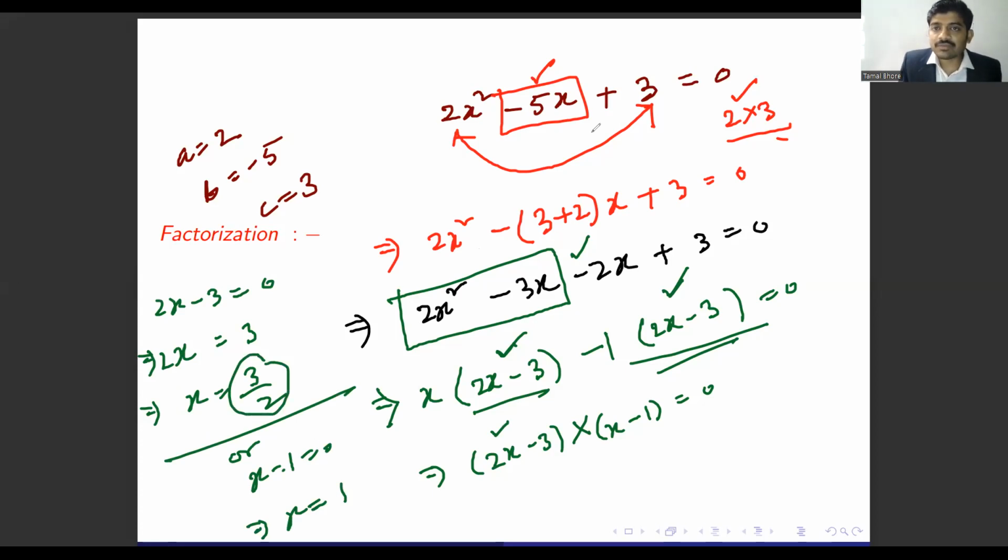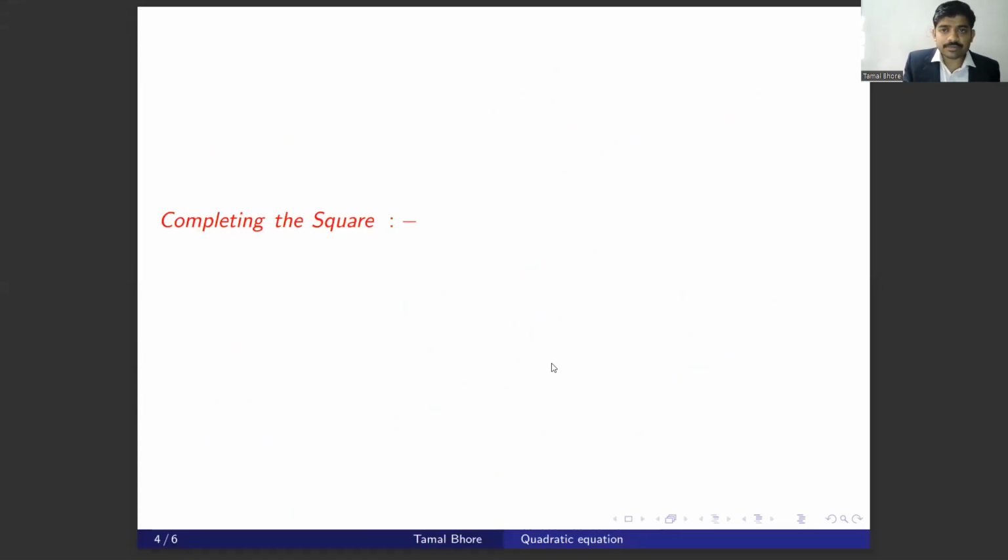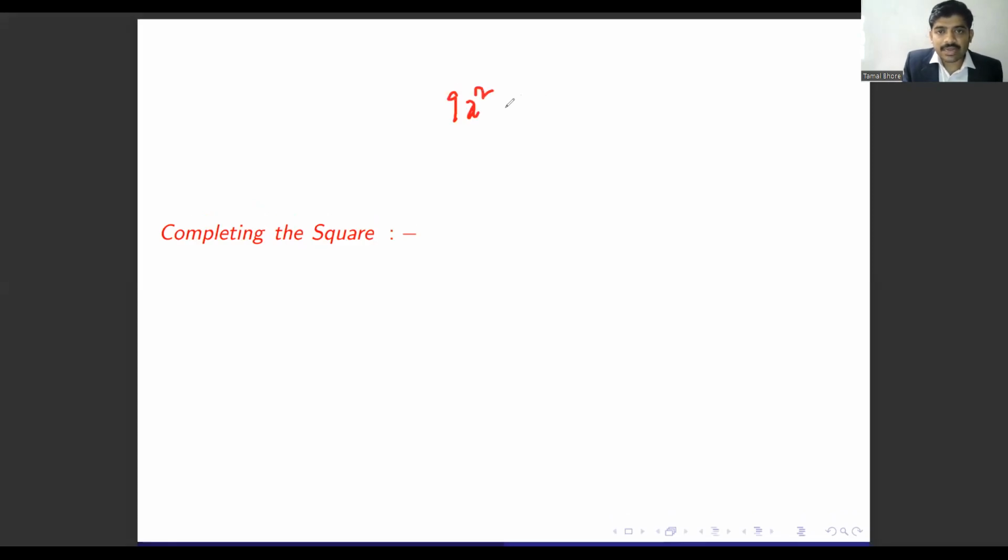So next we will learn the completing the square method. So for that also I am taking one example. This example, 9x square minus 15x plus 6 is equal to 0.